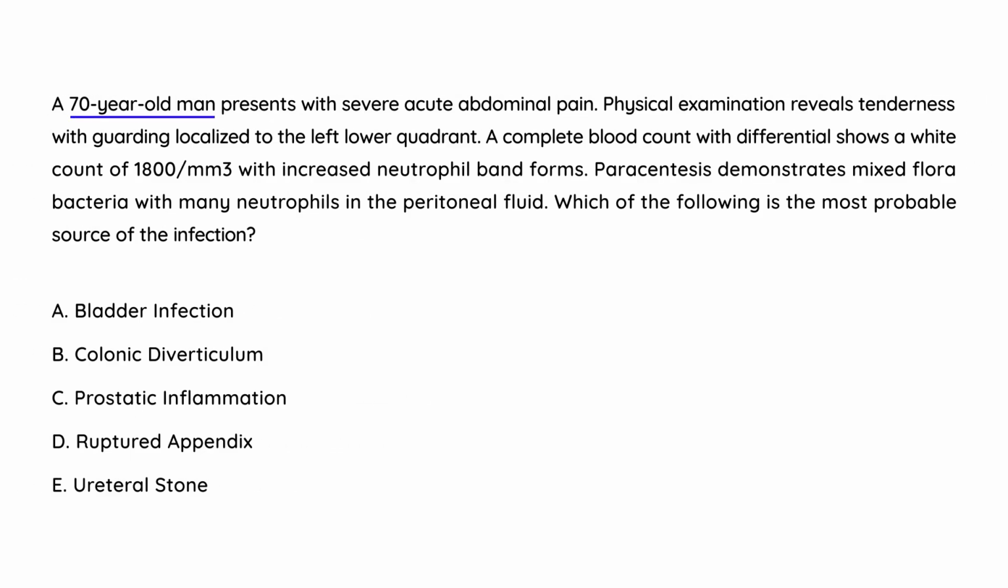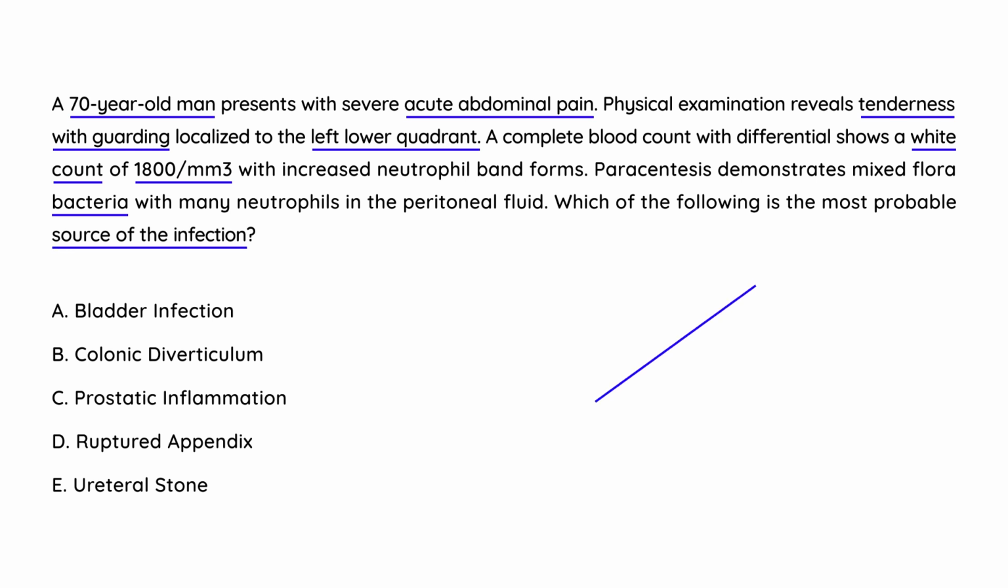A 70-year-old man presents with severe acute abdominal pain. Physical exam reveals tenderness and guarding, with guarding localized to the left lower quadrant. Complete blood count with differential shows a white count of 18,000, which is high, with increased neutrophil band forms. Paracentesis demonstrates mixed flora bacteria with many neutrophils in the peritoneal fluid. Which of the following is the most probable source of infection?